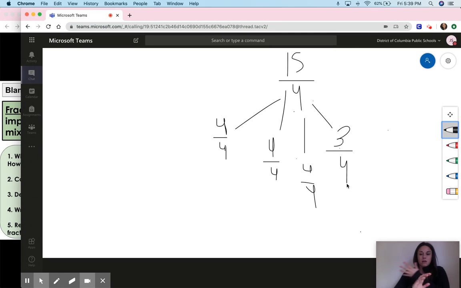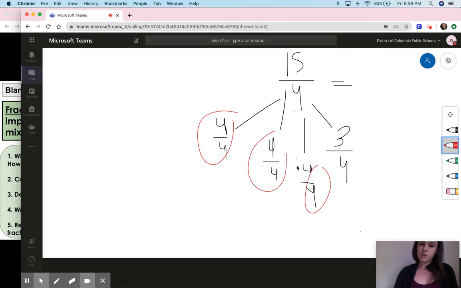Here is almost our mixed number. We're almost there. Go back and look. How many wholes did we count out? 1 whole, 2 wholes, 3 wholes. So our mixed number form is 3. And how many fourths left over? 3, 3/4.